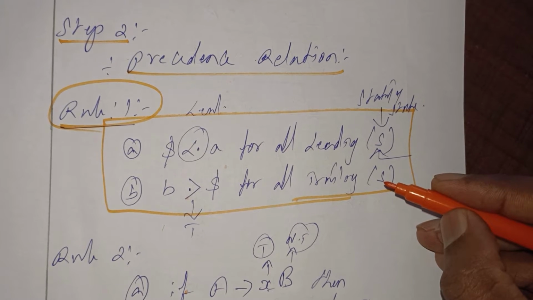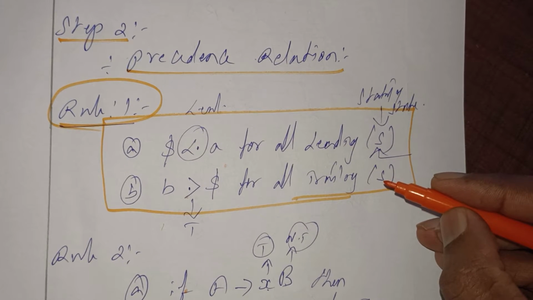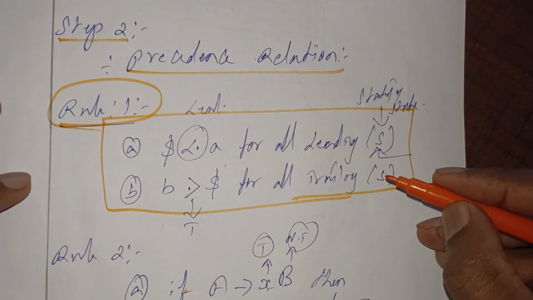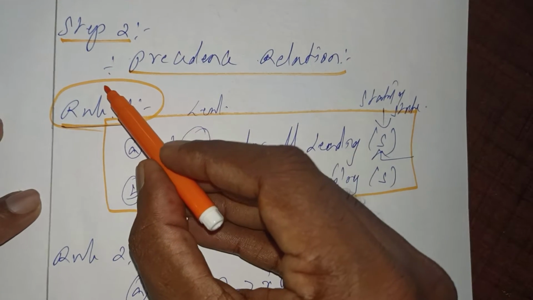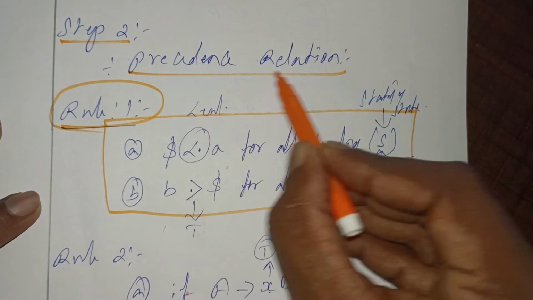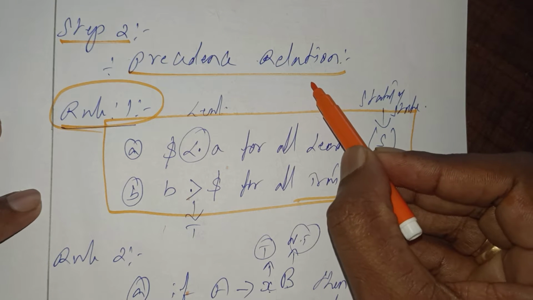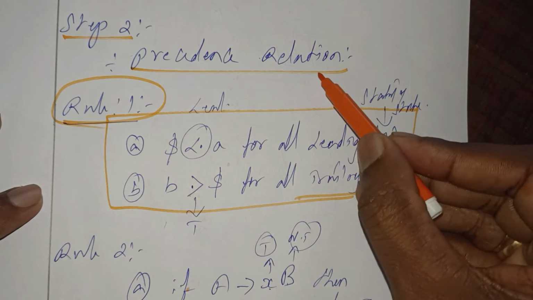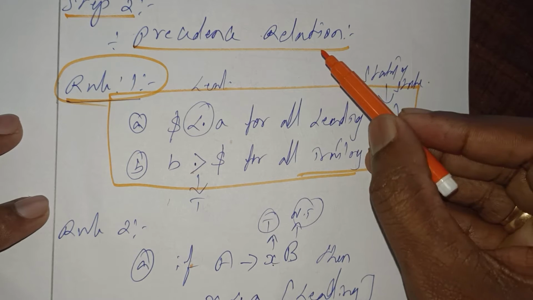Hello all, this is my part 2 video for the topic operator precedence. This is the second step, where operator precedence is performed with the precedence relation. So what is a precedence relation? We are going to apply these precedence relations with two rules.